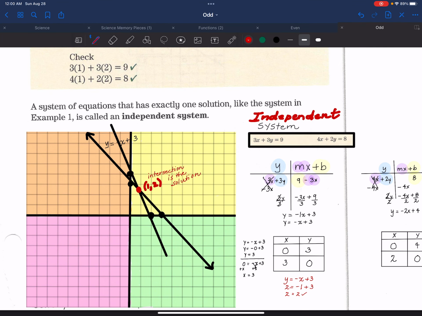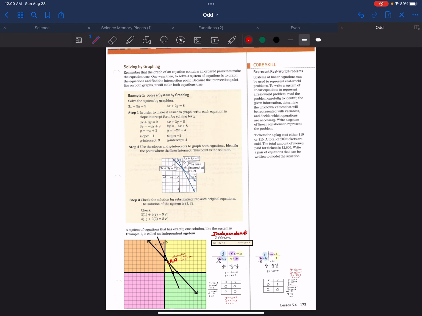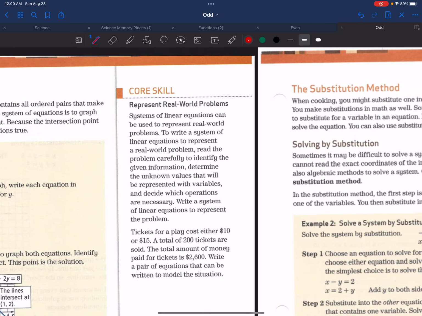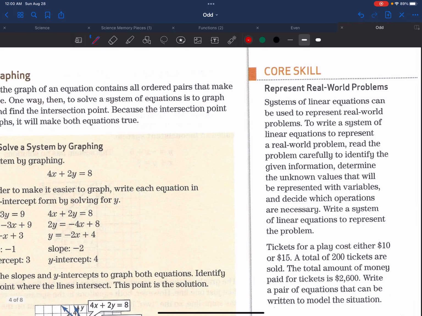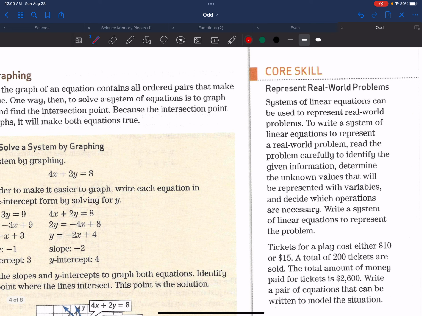I actually lied to you. We're not going to move to 174 just yet because we have this real world core skill up here to look at. It says represent real world problems. Systems of linear equations can be used to represent real world problems.